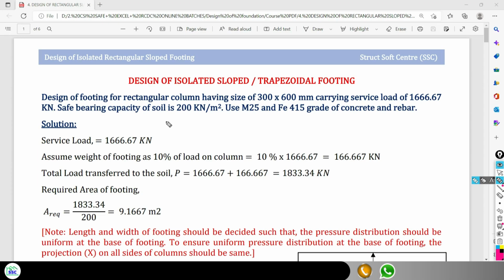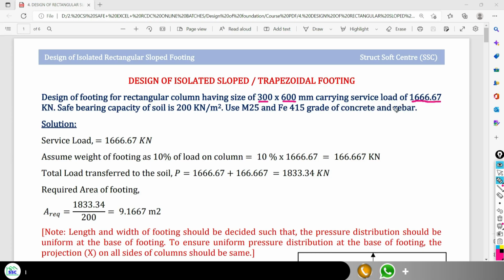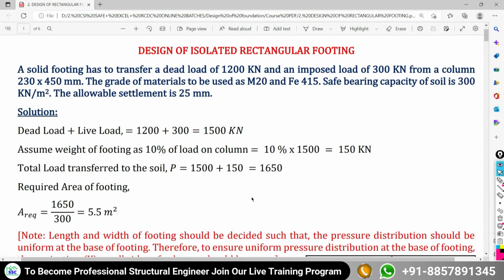First of all, try to understand the problem statement. We have to design a footing for a rectangular column of size 300 by 600 which is carrying a service load of 1666.67 kilonewton. The safe bearing capacity of the soil at the proposed land is 200 kilonewton per meter square. The material that we have to use for the design of this foundation will be M25 as the grade of concrete and Fe415 as the grade of steel or rebar. Now let's start the design.